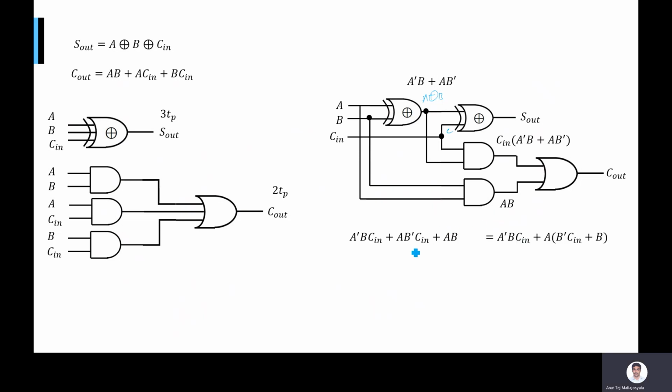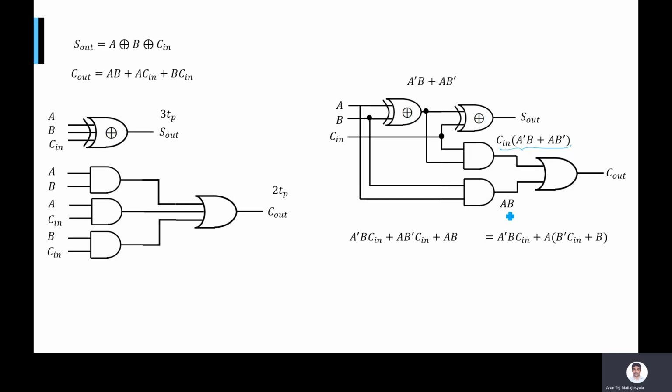Then what is going to happen? You take this A dash. What are you getting here? This is C here. And what is the other input that you're giving here? Intermediately, I'm generating A XOR B, right? So here I'm giving C and A XOR B as my inputs, or A dash B plus AB dash as my input here. So therefore, at this AND gate, this is what I get: C and A dash B plus AB dash.